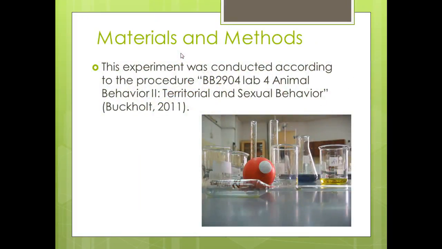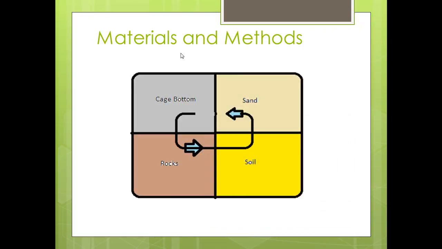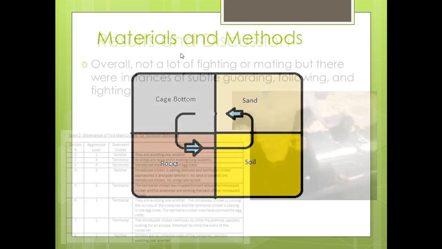So before this experiment, the procedures were taken from an online document on MyWPI. It was titled BB2904 Lab for Animal Behavior 2, and it was from Professor Buchholz and Alison Hunter. And quickly, we'll be doing an experiment with substrate preferences for house crickets. There will be 4 different areas in a cage, which will have sand, soil, rocks, and cage bottom, and the time will be measured of where the house cricket stays overall in 10 minutes.